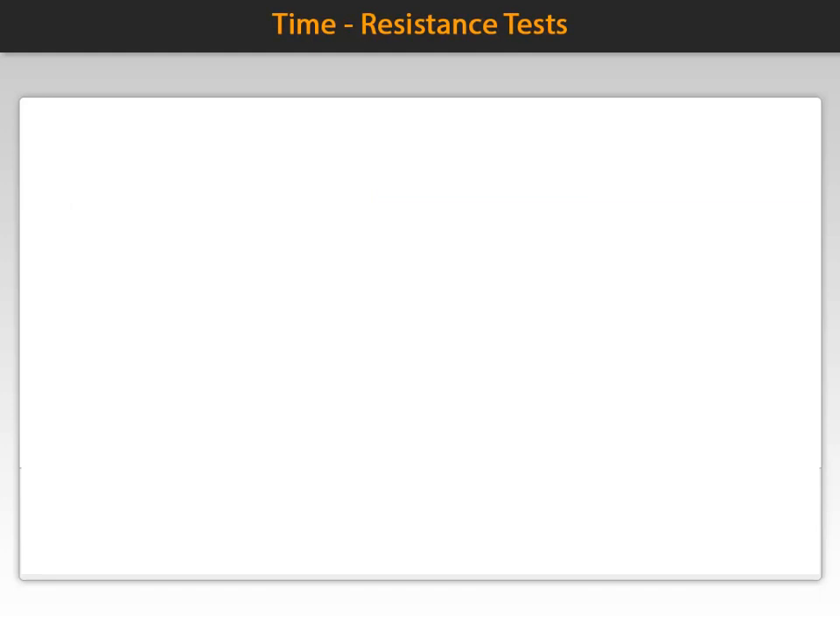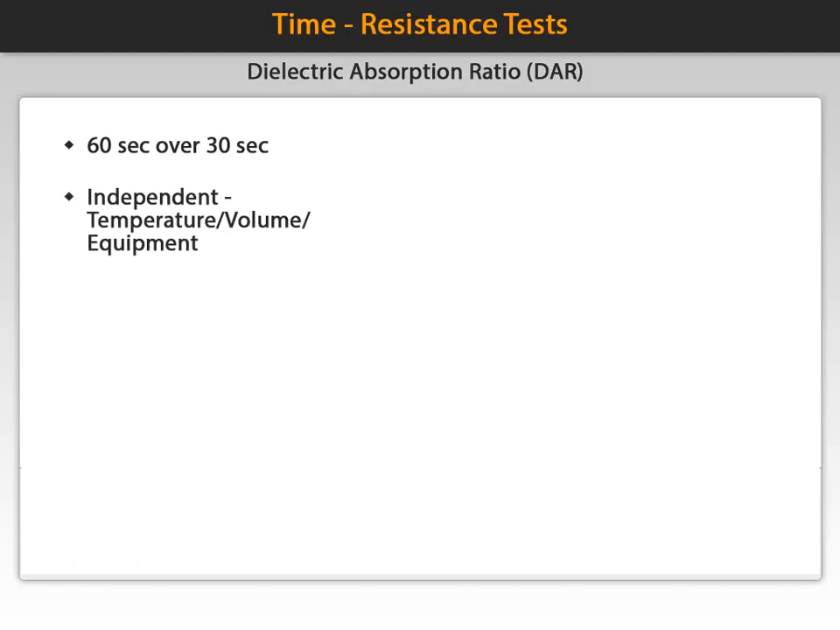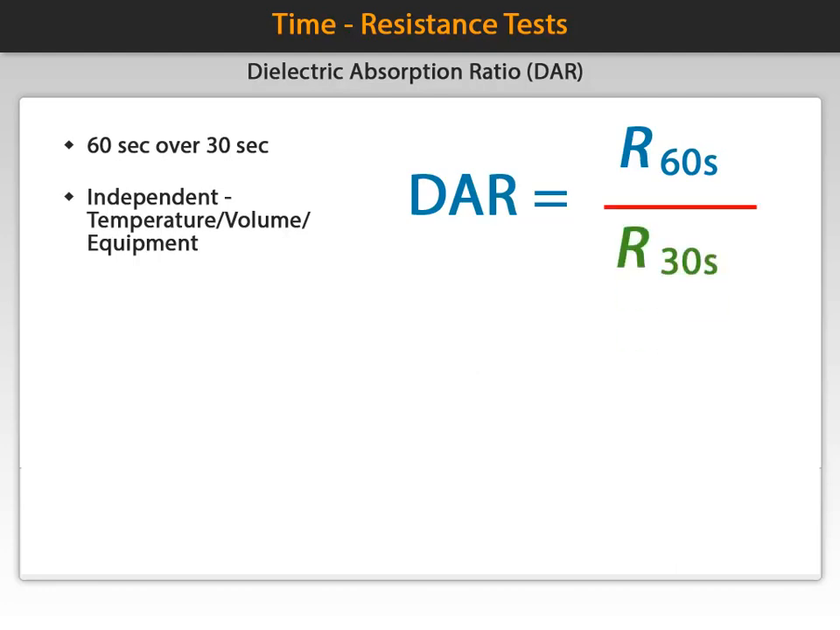Now let's look at some other insulation resistance tests. The first method is dielectric absorption ratio, or DAR. In this test, the testing device is applied and IR, or insulation resistance, measurements are taken after 30 seconds and 60 seconds. The test is independent of temperature and volume. The dielectric absorption ratio is calculated as DAR equals resistance at 60 seconds over the resistance at 30 seconds.